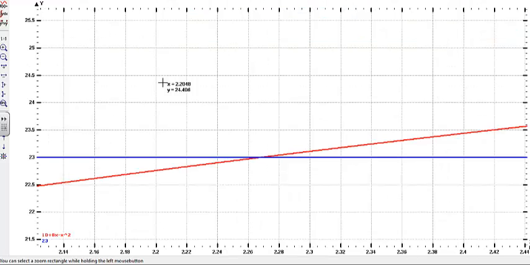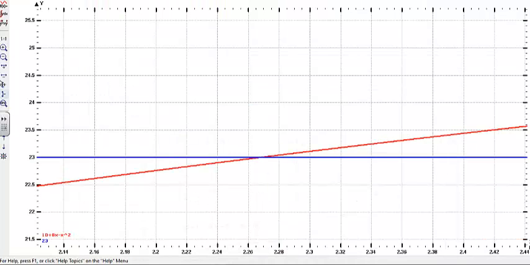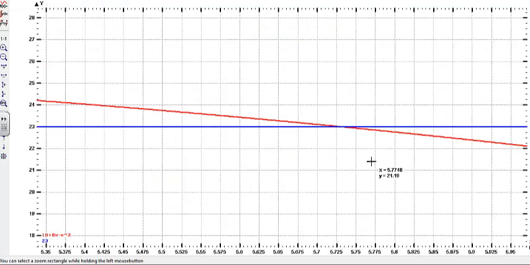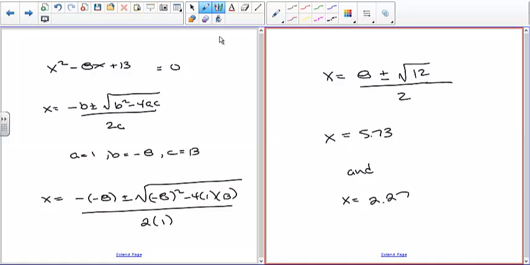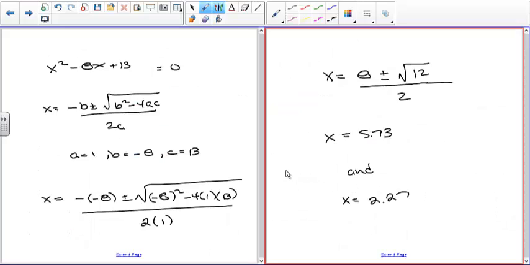So if I zoom in on this, I'll get x equals 2.27, and there's that solution. And then we can zoom out. Let's see, how do we undo here? Okay, and then we could zoom in over here, and the x value is 5.73. So there we go. So now we know it's right. Okay, so that's the last one.